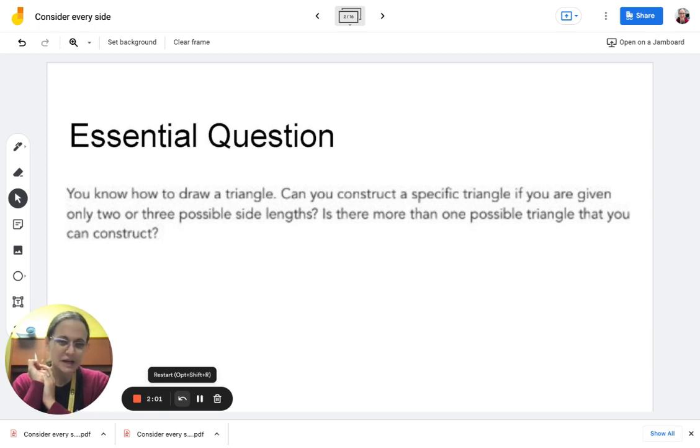But here's the question for today. Can you construct a specific triangle if you were given only 2 or maybe 3 possible side lengths? Is there more than one possible triangle that you could construct? So if I told you how long the sides have to be, could you make a triangle then? How many different triangles could you make? That's what we're going to be talking about today.